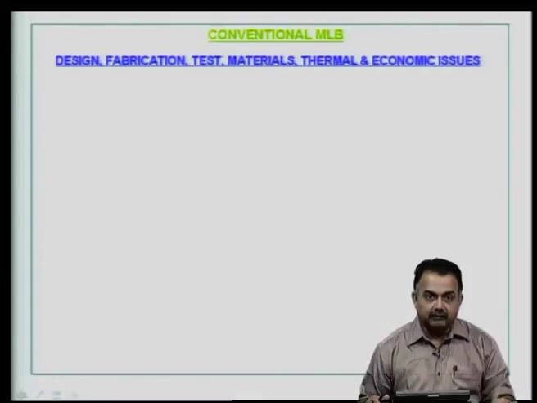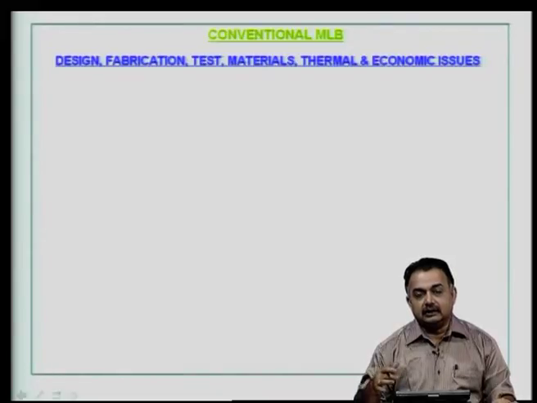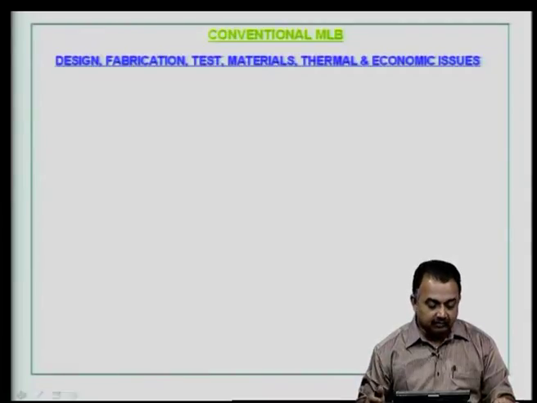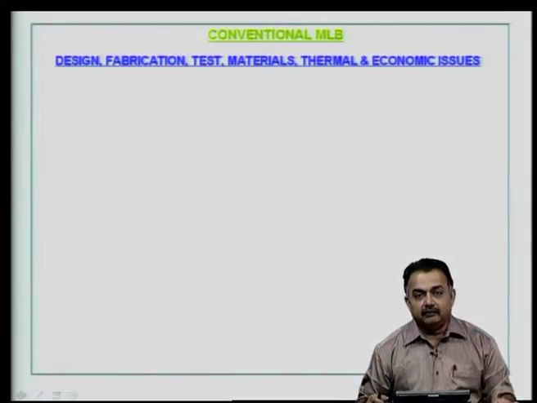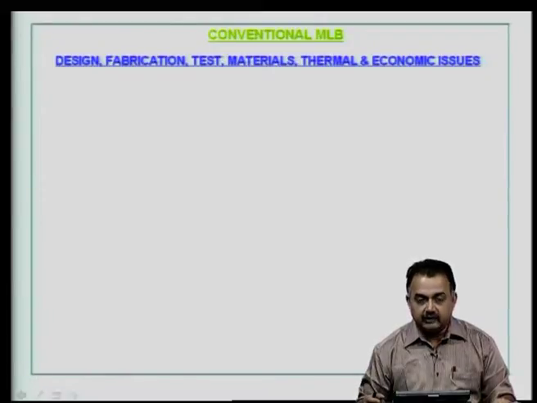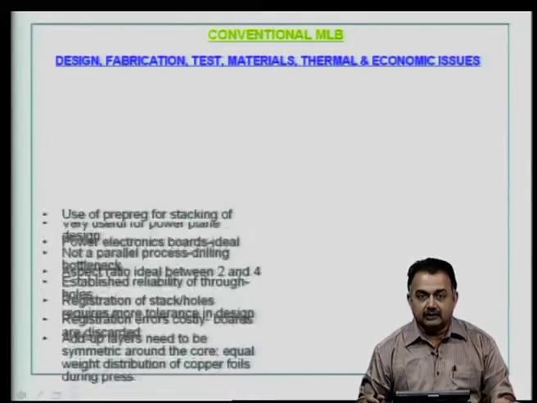Now, we look at a summary of the conventional multilayer boards that we have discussed over the few hours. We look at the salient points in terms of design, fabrication, electrical test, materials, thermal and economic issues. What I am now presenting is a complete summary for you to look at. This is like an executive summary that you can look at and look at the basic advantages, the disadvantages of conventional multilayer boards. We will come to the SPU technology once we discuss the conventional boards.